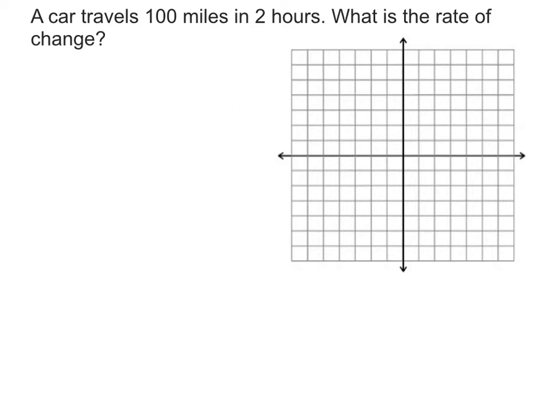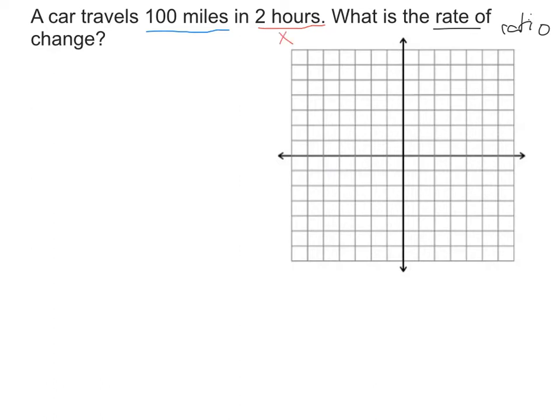Now we see the word rate, and we should think of the word ratio. A ratio is just a fraction. So we're going to create a fraction to represent the rate of change for this car. So we have two things going on here. We have the number of hours and we have the number of miles. And between those two things, which would be independent? Well, of course, it would be hours.